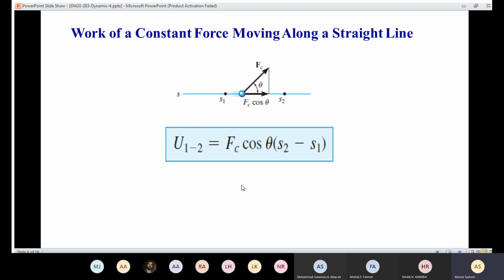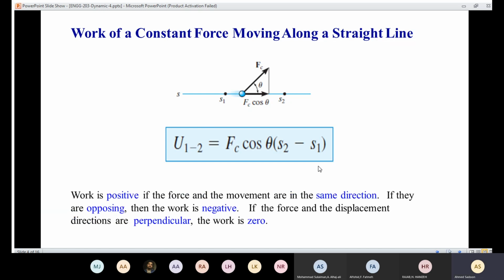So if I have a case like that, I'll be able to determine the work that has been done on the particle between position 2 and position 1. So in general, if I have a particle and I have a force acting on a particle, and as a result, the particle undergoes displacement along the direction of the force, then we are going to say that a force does a work on the particle.